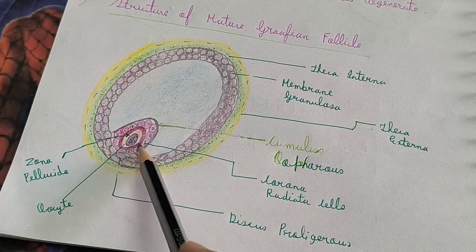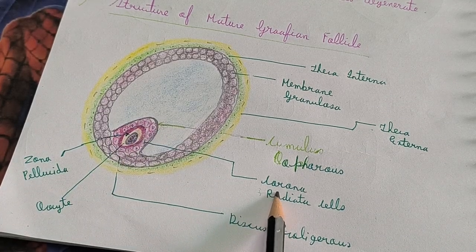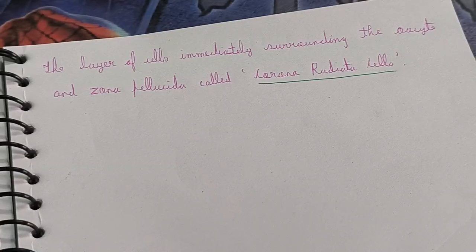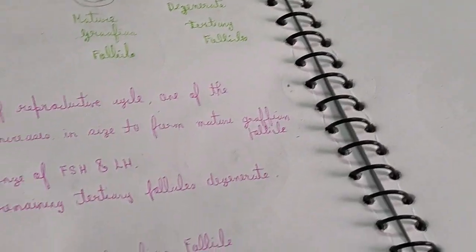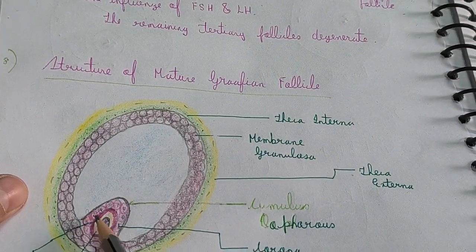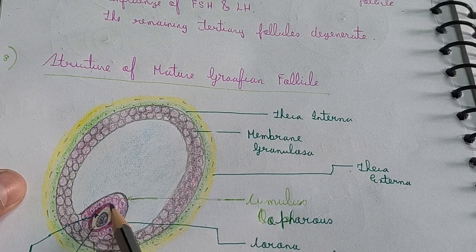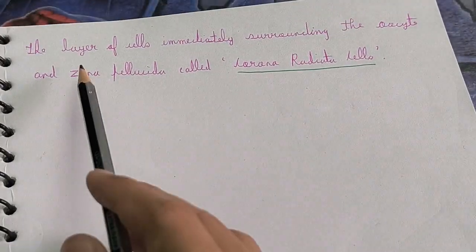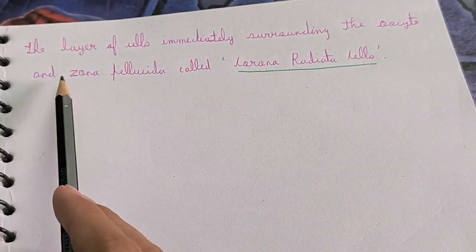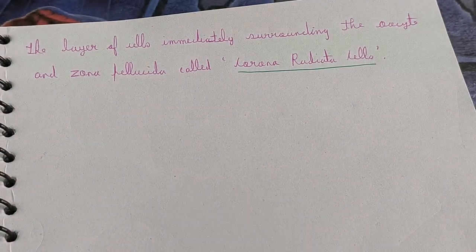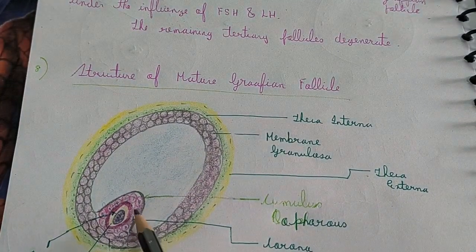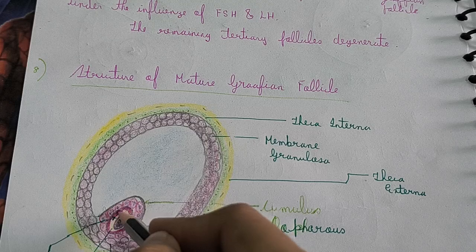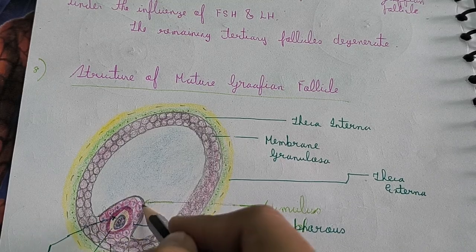are known as cells of the corona radiata, or corona radiata cells, and that portion I have written. The layer of cells surrounding this primary oocyte and this zona pellucida is known as corona radiata cells. Therefore, the layer of cells immediately surrounding the oocyte and zona pellucida is called corona radiata cells. Here this is the oocyte, this is the zona pellucida, and these are the corona radiata cells.